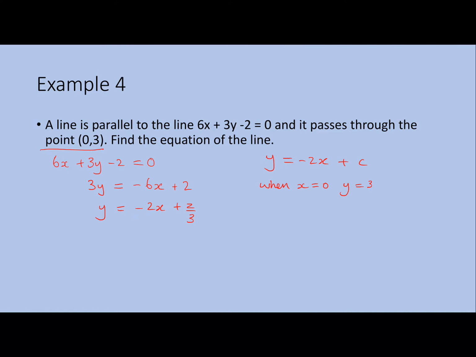So actually that is the y-intercept, isn't it? The intercept is the point where the graph cuts the y-axis, and on the y-axis x equals 0. So we can straight away answer this question. y equals negative 2x plus 3. There we go.